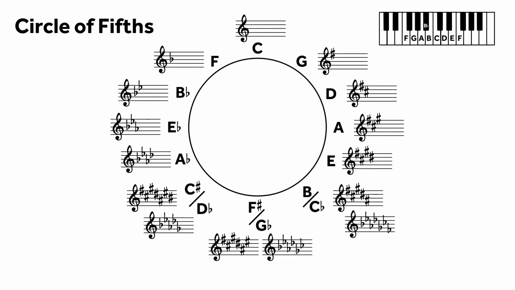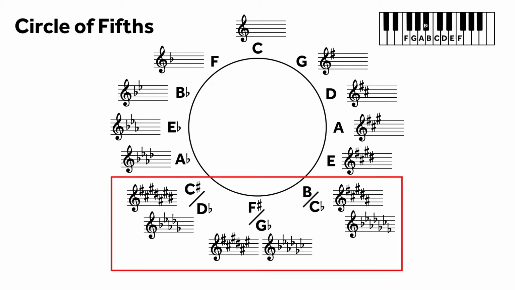At the bottom of the circle, you'll notice 3 keys that have the same tonic, or sounding pitch, but are spelled differently. These are enharmonically equivalent keys. They sound the same but are spelled differently.